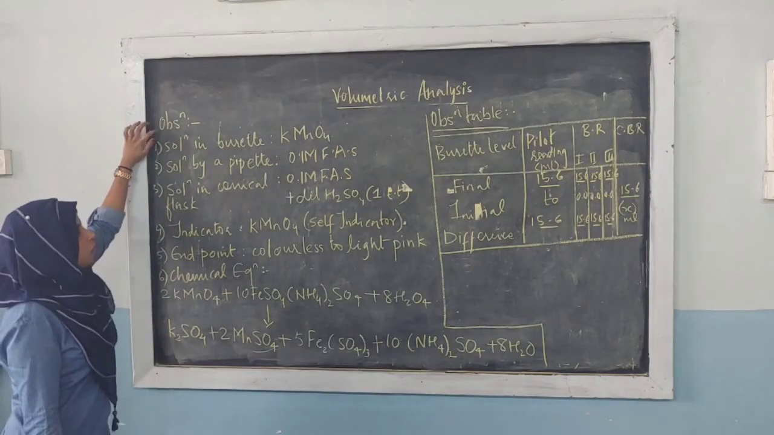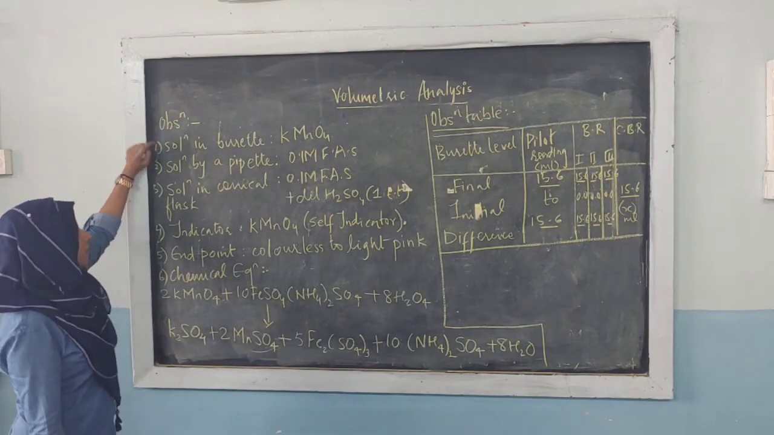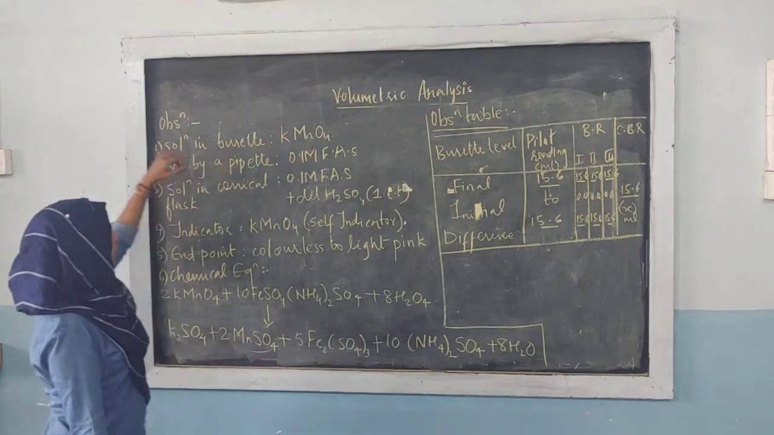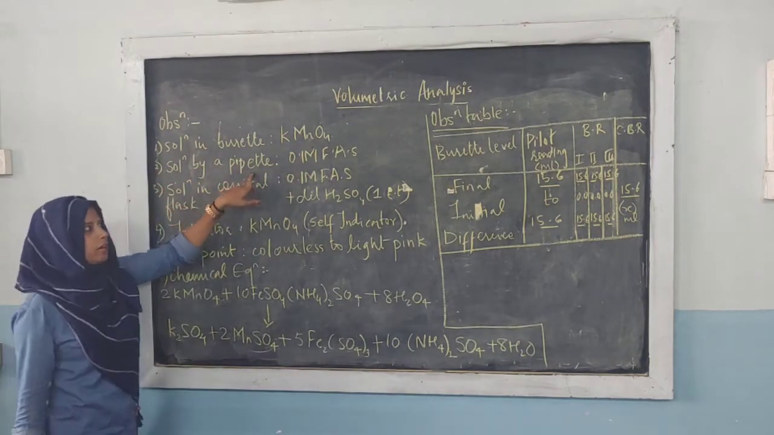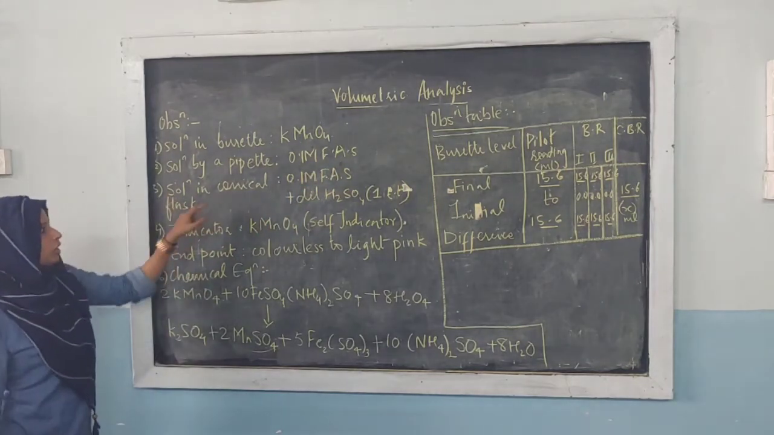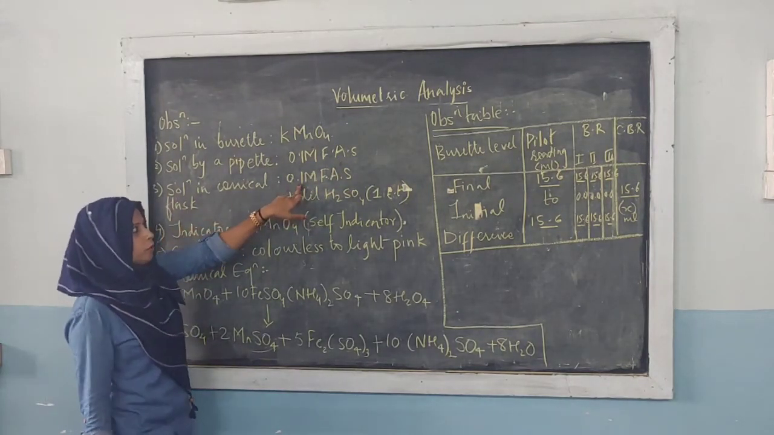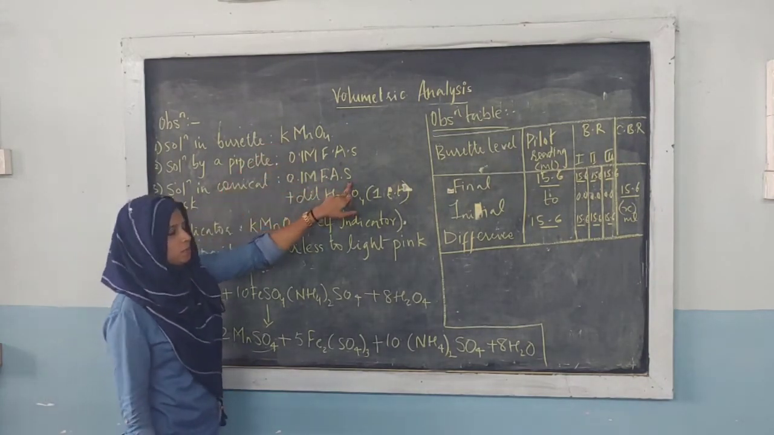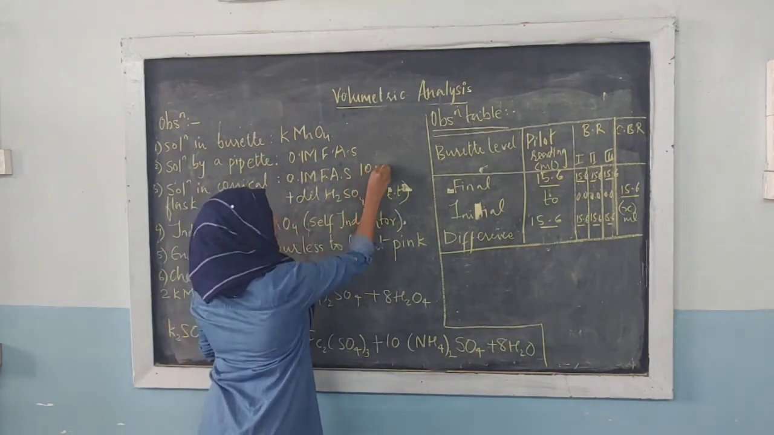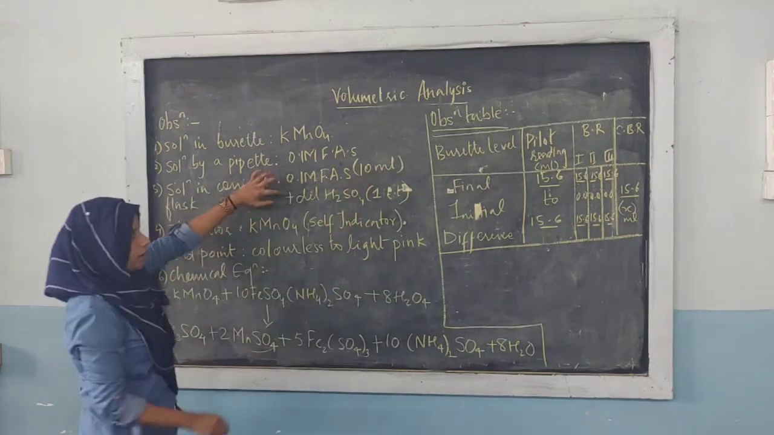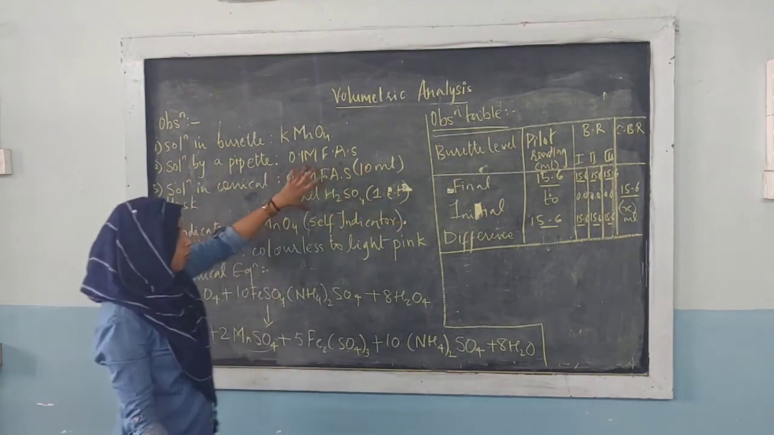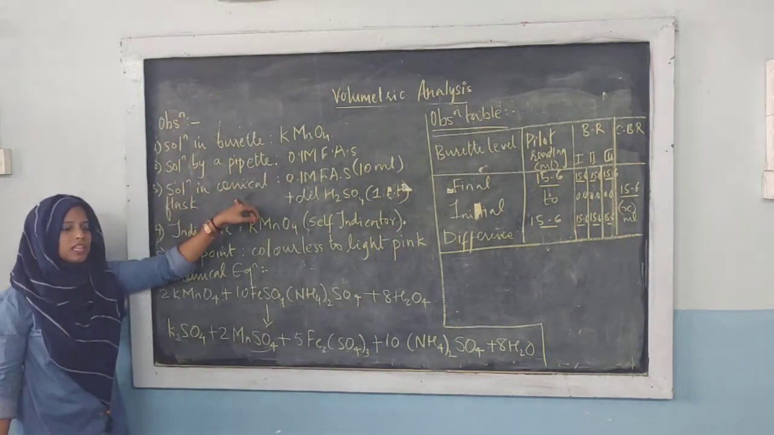Observation part. So the observation of today's experiment is: solution in burette, we are taking KMnO4 solution. Solution in conical flask: we have used 0.1 molar Mohr salt, ferrous ammonium sulfate, that is 10 ml. Into that we have added dilute sulfuric acid, 1 test tube. So this was your conical flask solution.